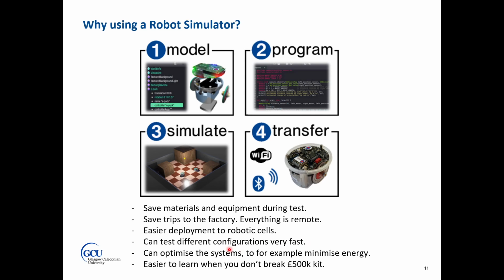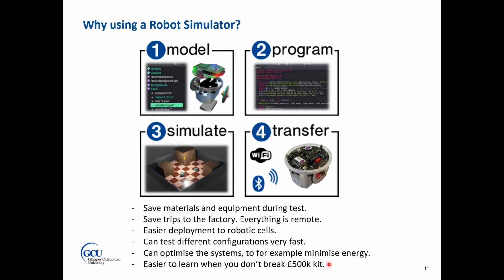You can optimize the systems to, for example, minimize the energy, minimize the costs, minimize how many robots you need. People in general want to buy as few robots as possible because they are expensive. So you can simulate the same environment with 2-3 robots, and see what the pros and cons are, and what works better.